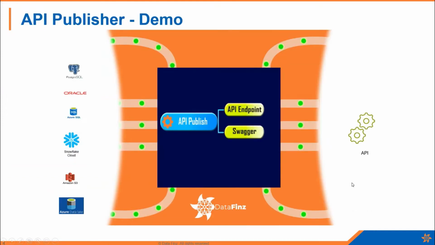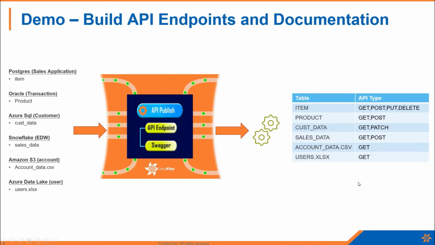This demo is to publish multiple data sources as API and build documentation for the API. The data sources are going to be Postgres, Oracle, Azure SQL, Snowflake Cloud, Amazon S3, and Azure Data Lake. Using these sources, we will build the get method for reading, post method to write, put and patch for update, as well as delete for remove.